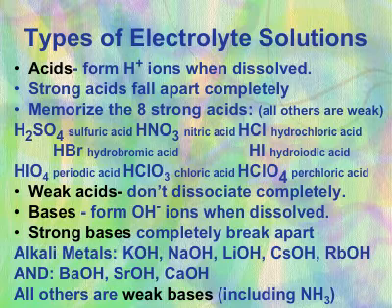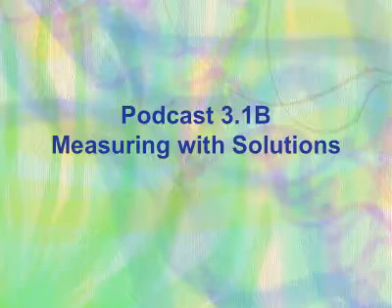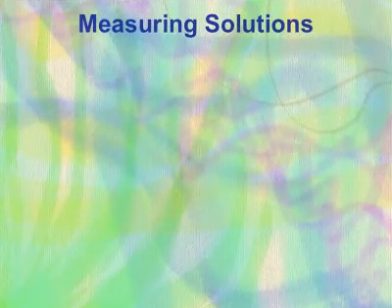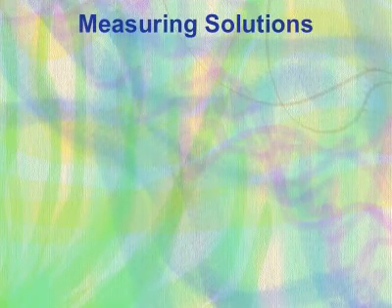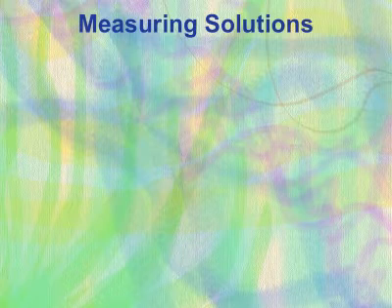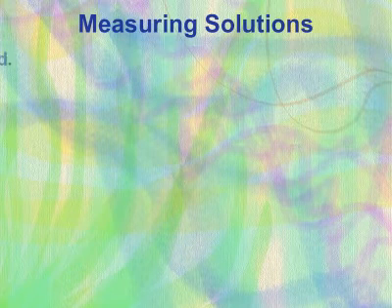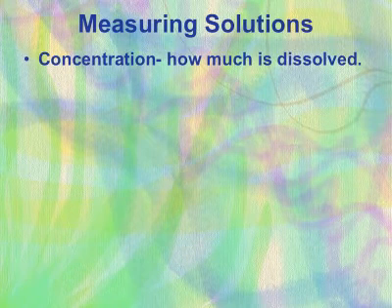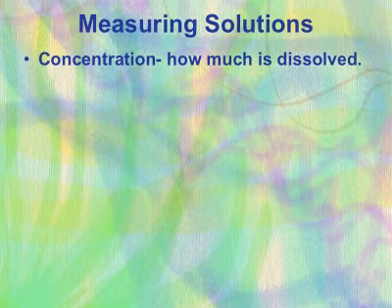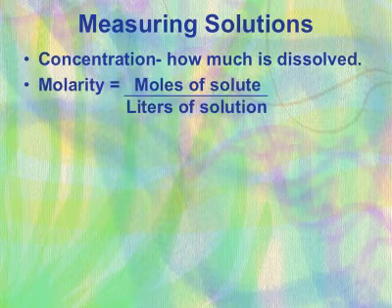So before we can make our own solutions in lab, I have to teach you how to make solutions, right? Okay, this all has to do with something called molarity, which we've learned before, but now we're going to start to figure out how to do it all by ourselves. So when we're measuring solutions, the first thing we have to do is figure out what concentration. Concentration and molarity go hand in hand. They pretty much have the same definition. So concentration is when we're talking about how much is dissolved. And another word for that is molarity.